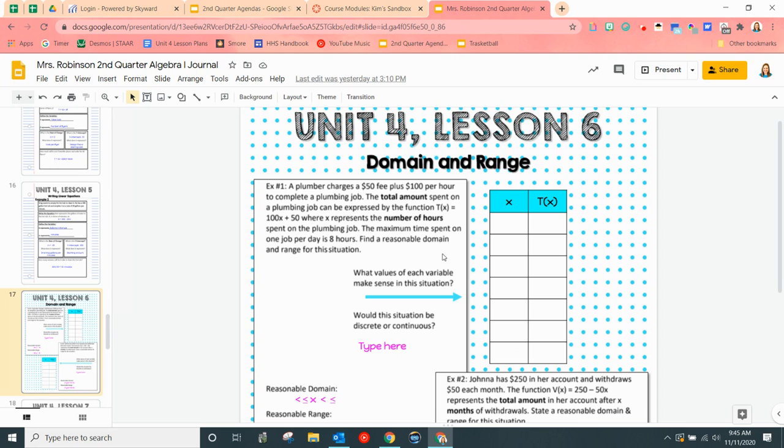They want me to find a reasonable domain and range for the situation. So it says what values of each variable make sense in this situation. So we're going to fill in our table here. So let's say he comes to your house and he works 0 hours.